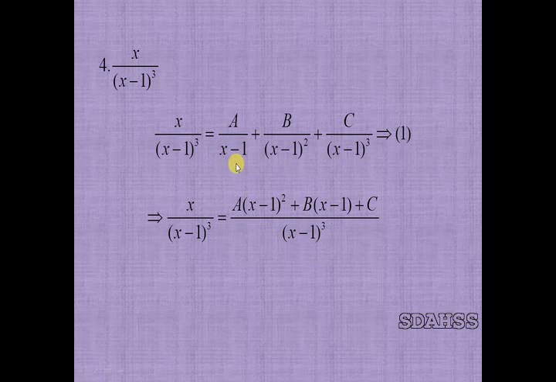Here (x - 1) whole square is missing, so A into (x - 1) whole square plus, then compare, here also (x - 1) is missing, so B into (x - 1) plus C. Compare the denominators: (x - 1) whole cube is there, so only C. Then cancel the denominator. So remaining, you have x is equal to A(x - 1) whole square plus B(x - 1) plus C. Then mark it as the second equation.